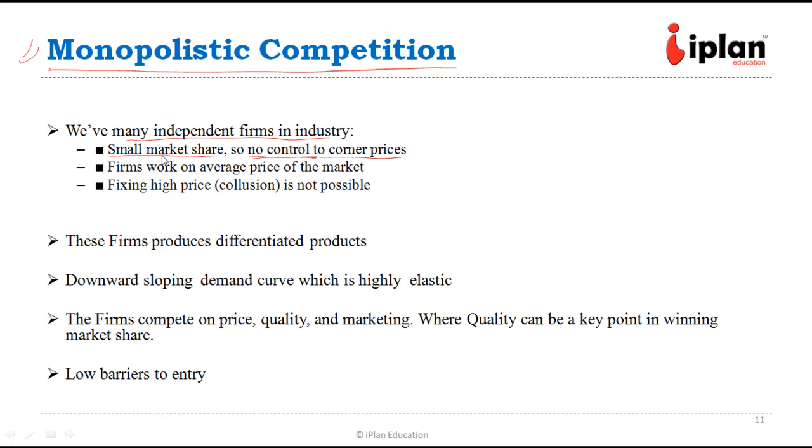Here the companies can make some profit, so they work on the average price, not on the marginal price of the market. And artificially raising the price or collusion is not possible since there are a large number of players in the market. So collusion is not possible. So in order to have certain control over the price, the firms produce differentiated products.